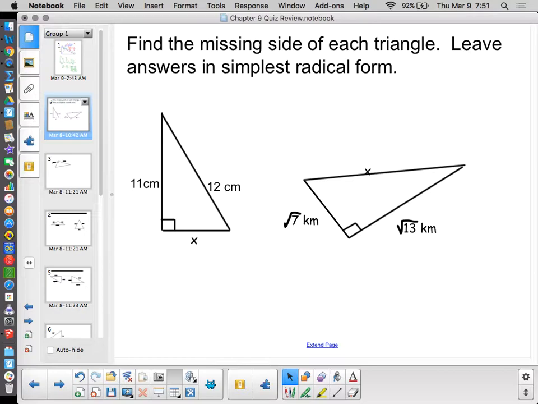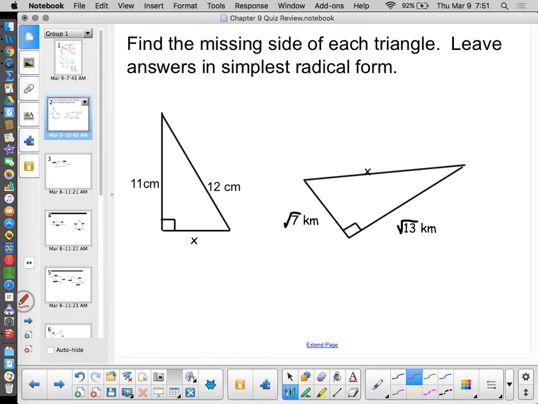All right. So Pythagorean theorem to start with. Find the missing side of each triangle, leave the answers in the simplest radical form. Clearly, when I know two sides of a right triangle, I need to find the third side. The obvious method that we are going to use is the Pythagorean theorem. And again, this is not new to geometry to you this year. This is review.